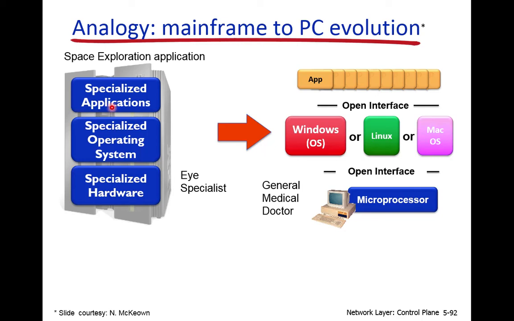So which one is better? Both are better. Specialized is better and general purpose is better. How is specialized better? Because it is specialized, it will be efficient, it will be faster, it will be correct.